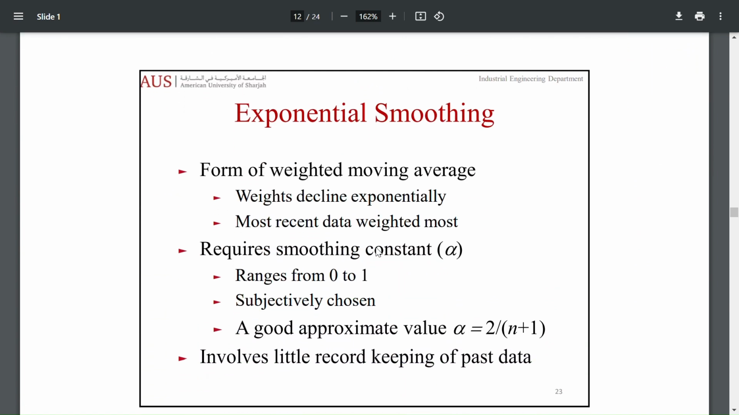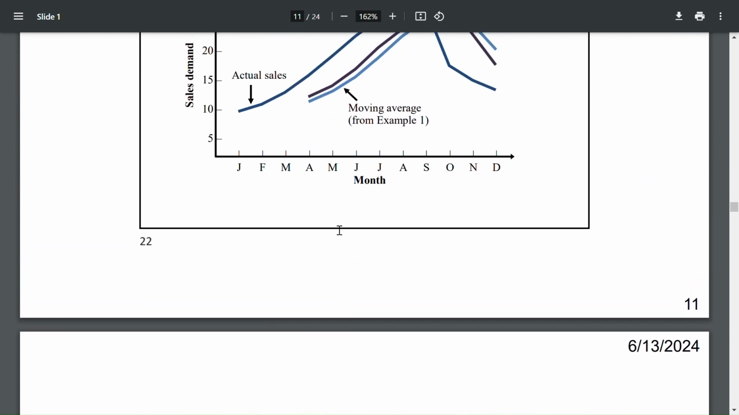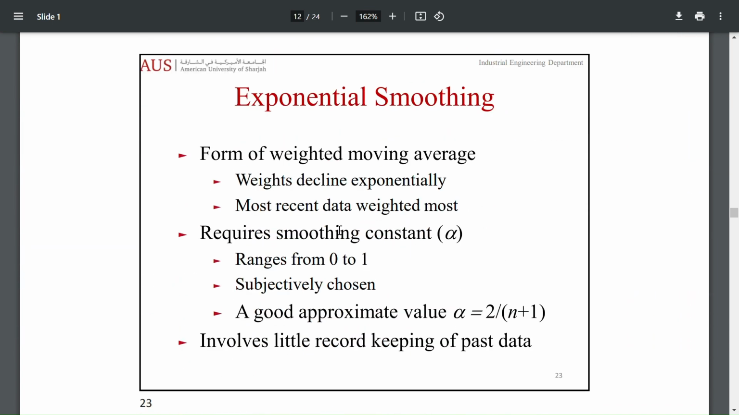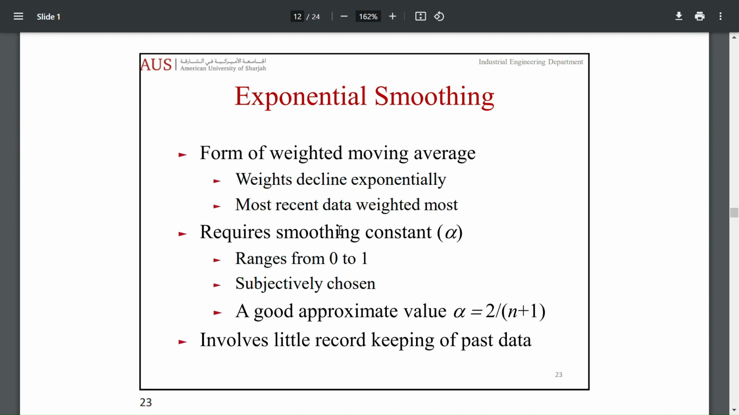And for that, we have exponential smoothing as a form of weighted moving average. It's one form of it. However, the weights decline exponentially. So here the weights don't decline linearly like before in the regular weighted moving average. In the weighted moving average, the weights decline linearly. However, here they decline exponentially, and we're going to show you how it declines exponentially.